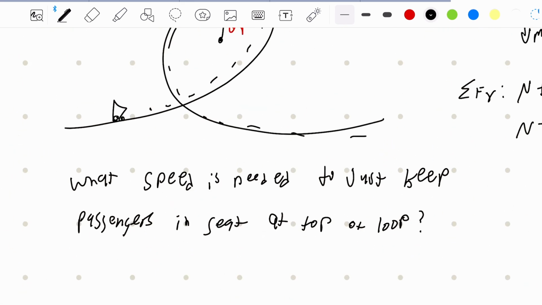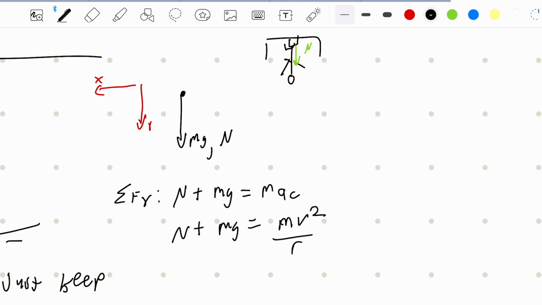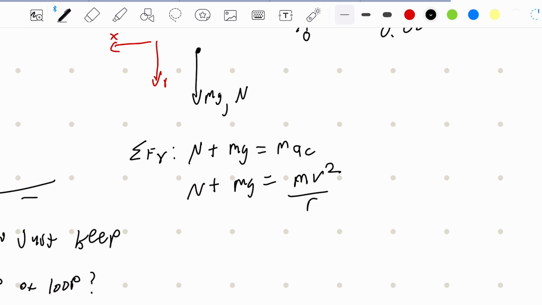To just barely keep them in their seat. It means that as they come around this loop, this n is so little. It is 0.0000000 to infinity 1. So small, but it's just there, which means that they're just staying in their seat. But anything so close to 0 is essentially 0 for our intents and purposes.